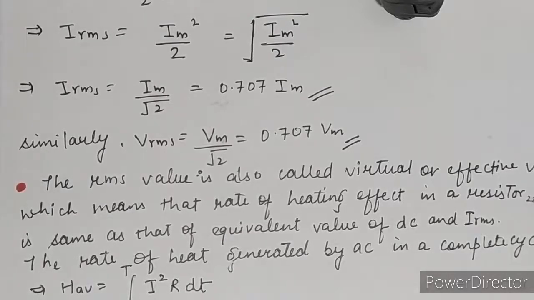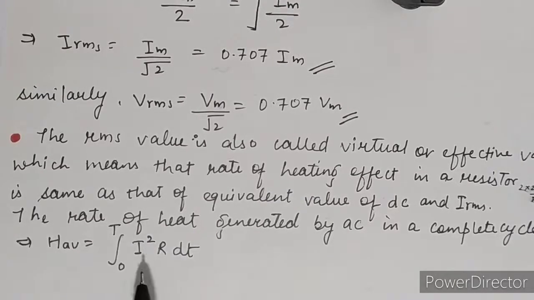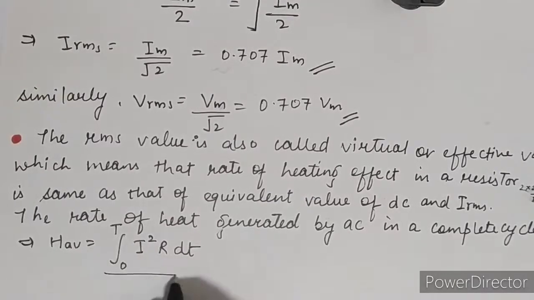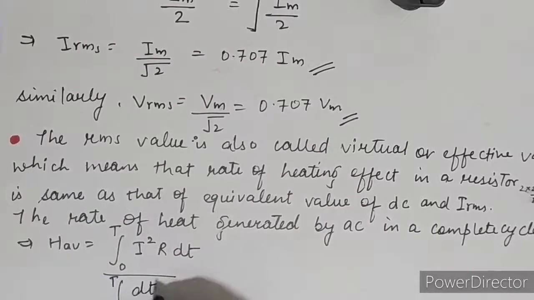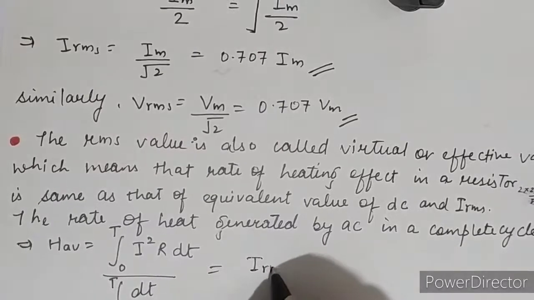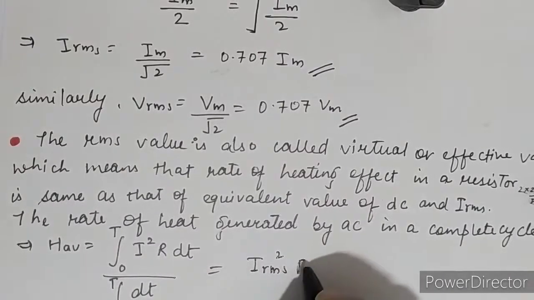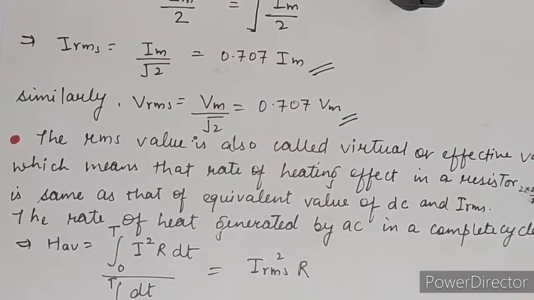You know, in class 10th you have discussed the heating effect. That will be I square R t, and we are calculating its average, so it is also divided by the time T. So it will be IRMS square into R. This is the value of IRMS square only. Okay, so IRMS square into R.